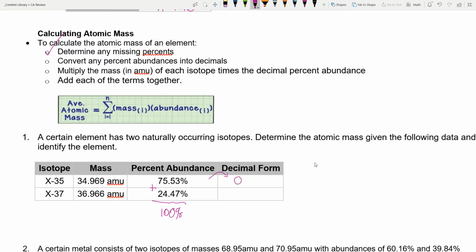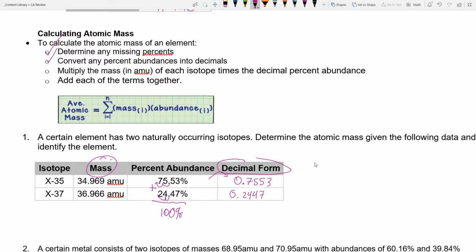This problem is nice because it already has a table set up for me. And to convert it into decimal form, I just move my decimal to the left 2 times. So I get 0.7553. And then on the bottom, that would be 0.2447. So that's done. Next, I need to multiply the mass of each isotope times the decimal percent abundance.